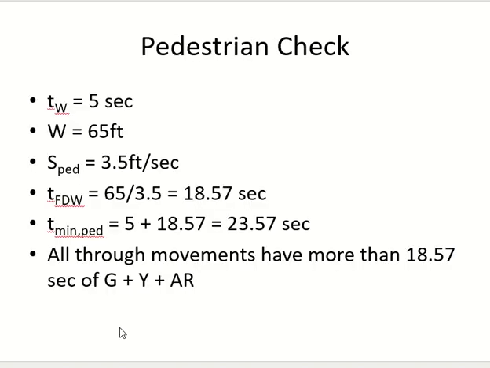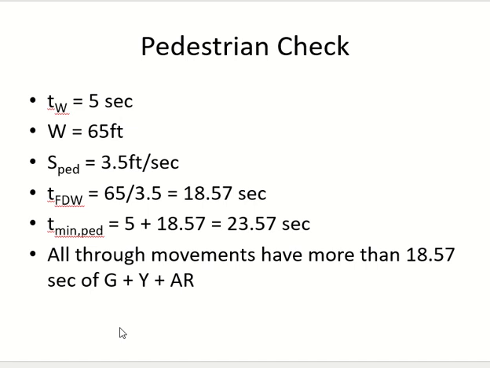The last step is the pedestrian check. For the pedestrian check, we must find out how much time is required by the pedestrian. The pedestrian time required has two parts. One is the walking time, TW, for which they have given us a range, 5 to 7 seconds. It is taken as 5 seconds. The other part is the flashing or don't walk time, which is W upon the speed of the pedestrian. W is 65 for all cases, and the speed of the pedestrian is 3.5 for all cases. So 5 plus 65 upon 3.5. Total is 23.5.